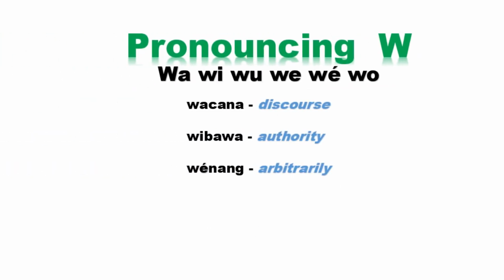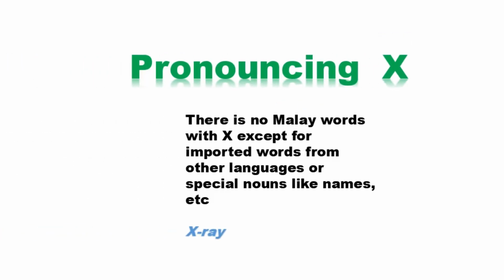Pronouncing W. For W, wa, wi, wu, we, wo. Wacana, wibawa, wenang. Pronouncing X. For X, there is no Malay words with X except for imported words from other languages or special nouns like names, etc. Here an example is X-ray.